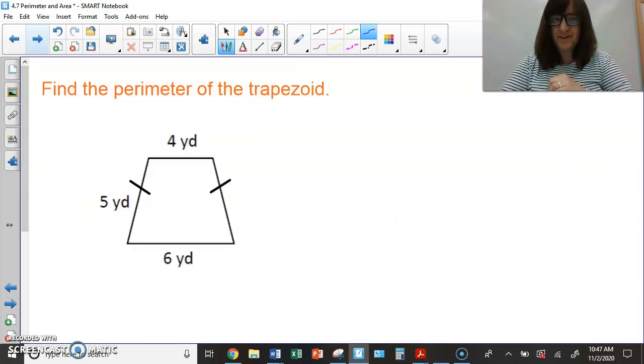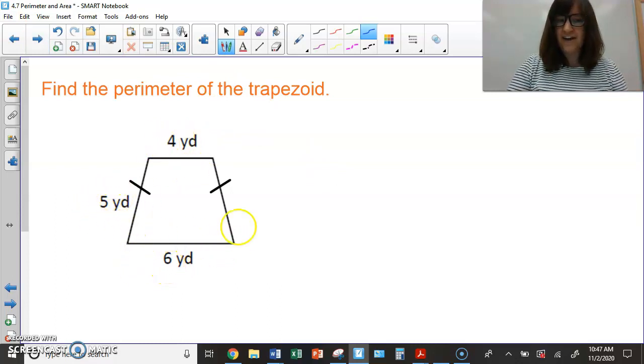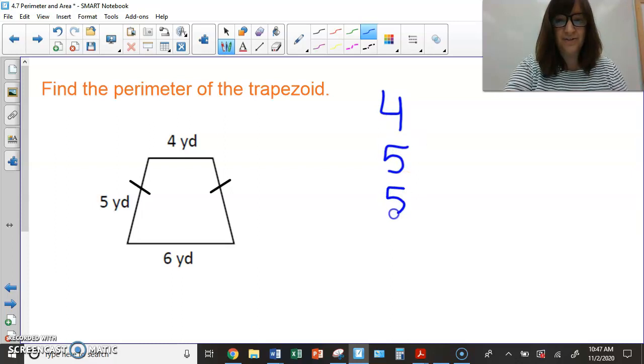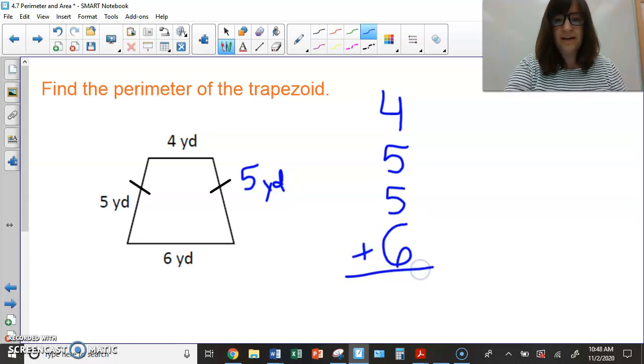Let's look at this trapezoid right here, okay? This trapezoid, not a lot of the sides are equal. So it looks like this side is 4 yards, this side is 6 yards, this side is 5 yards, this side isn't labeled, but I have these lines marking to tell me that they are congruent, okay? So when I'm adding up, I'm gonna add 4 plus 5 plus another 5, because this side is 5 yards too, plus 6.